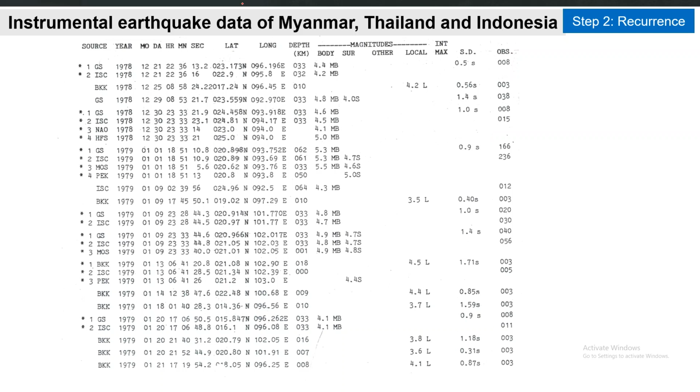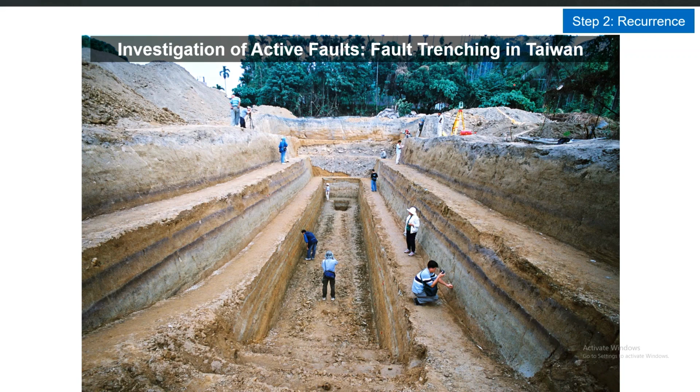This is another example, the instrumental earthquake data for Myanmar, Thailand and Indonesia. You can see that this list first tells you from which seismic source or international database the data is taken, the year, the month, the time, and then again the latitude and longitude of the epicenter, the depth of the earthquake, and some other information, with different magnitudes for different scales. This earthquake catalog is then used to model the seismic sources and to construct the magnitude recurrence relationship for each of the seismic sources.